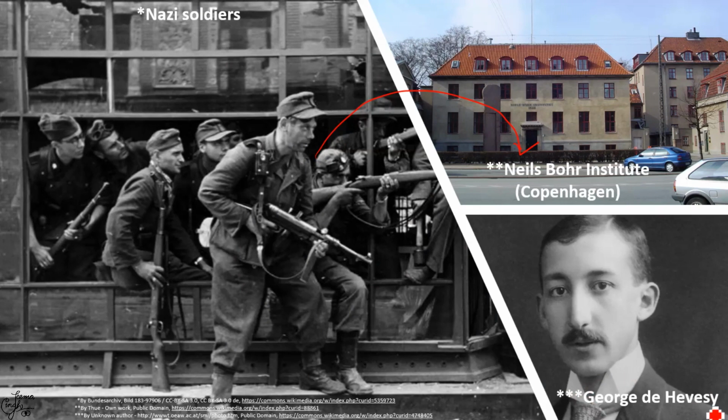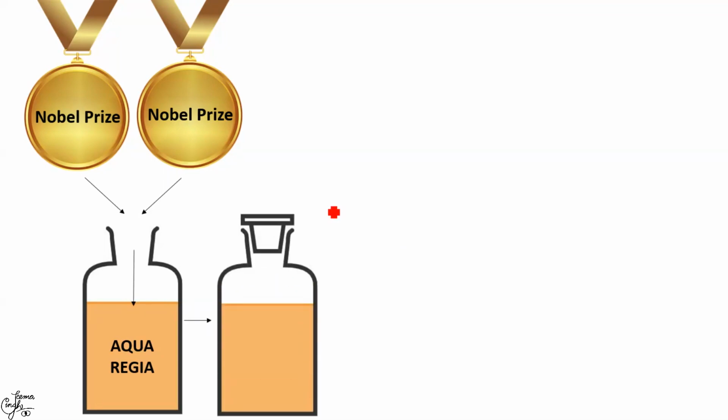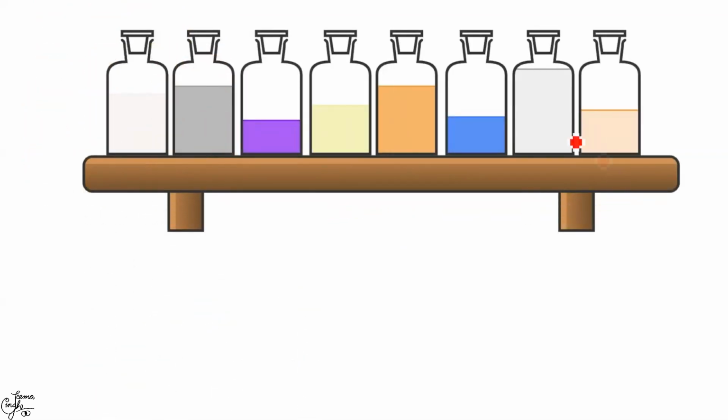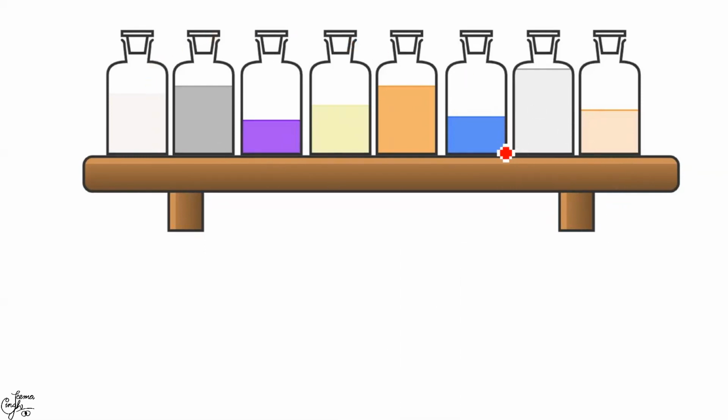Hevesy, a Hungarian chemist working in Bohr's lab, dissolved those gold medals in Aqua Regia in order to protect them. He placed the resulting solution on the shelves in the laboratory along with several other chemicals. The Nazi soldiers completely ignored the beakers of yellow liquid.